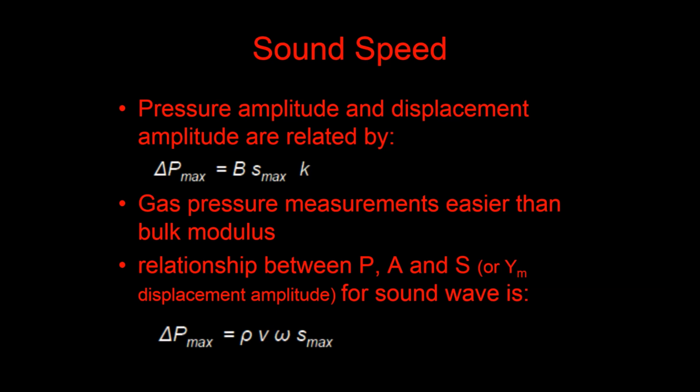B, of course, can be expanded, and this equation becomes a little more normal for a situation when you're looking at a specific density and velocity. So delta P max equals rho v omega S tends to be the more frequently used equation of these two, even though they are essentially one form or another.